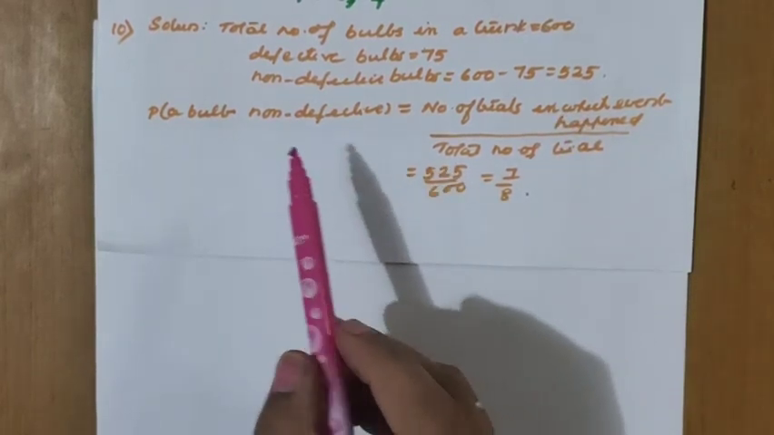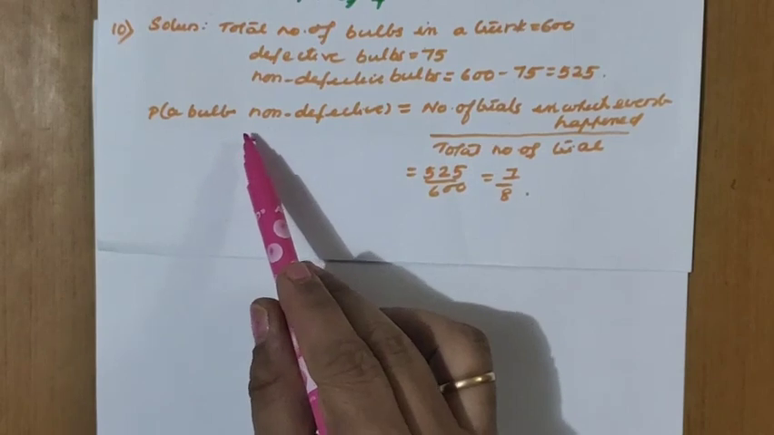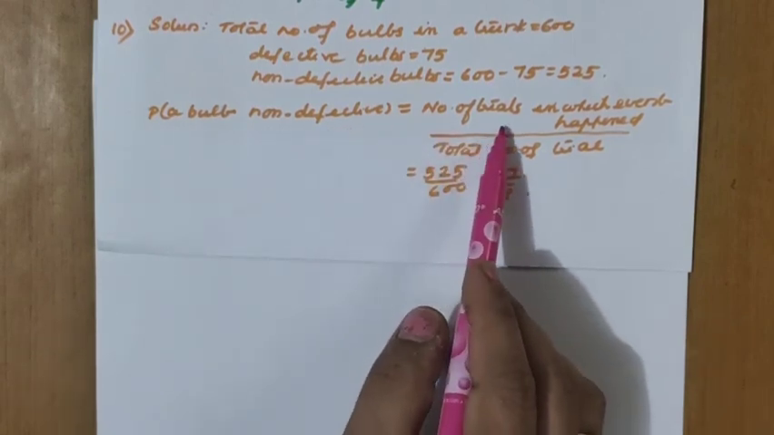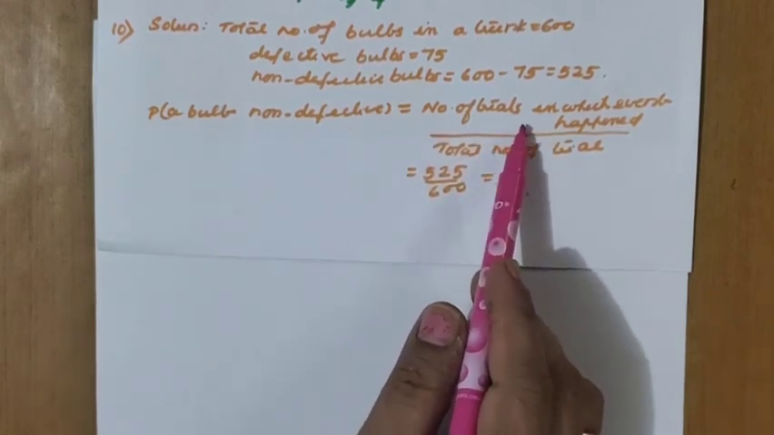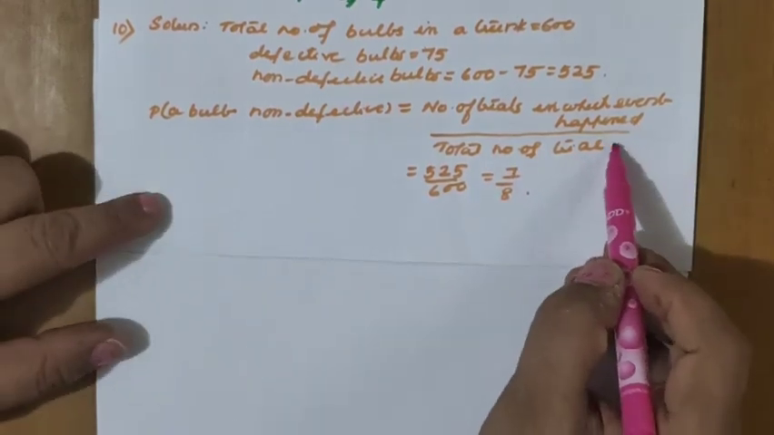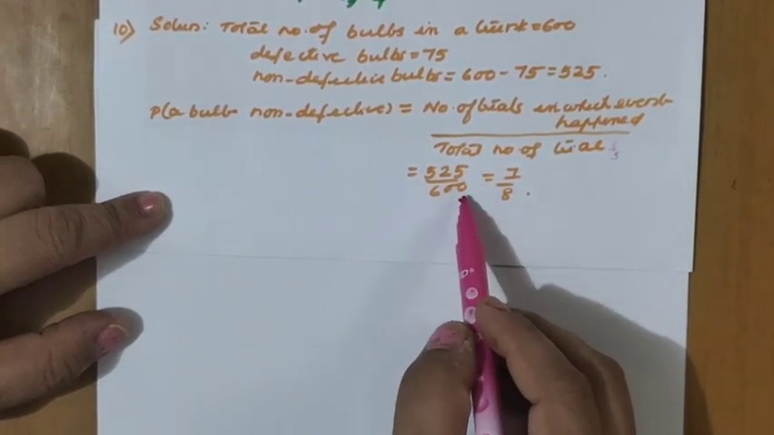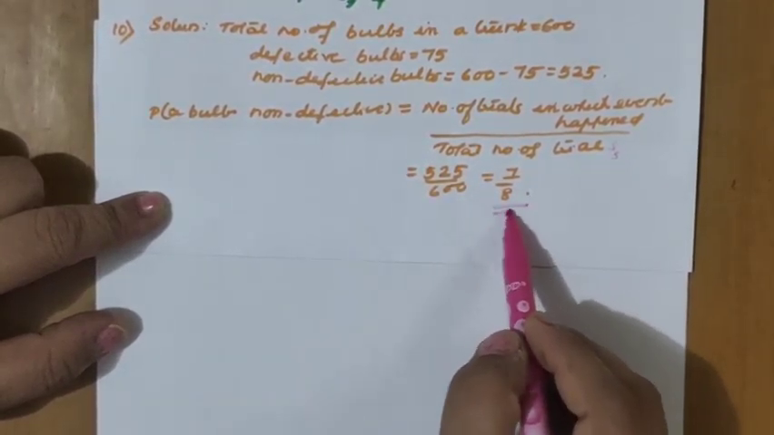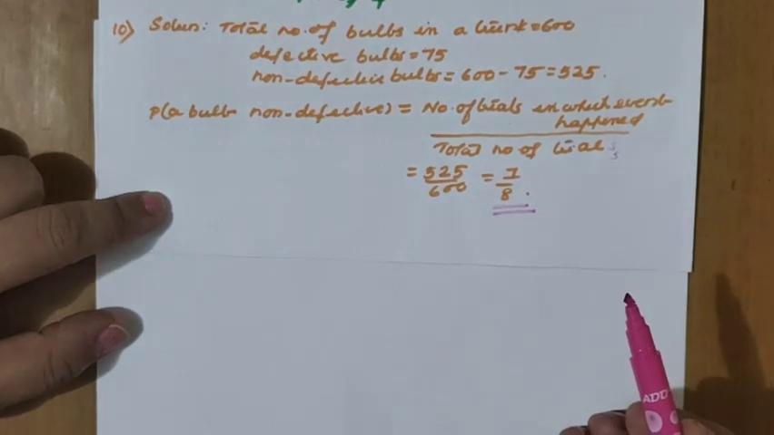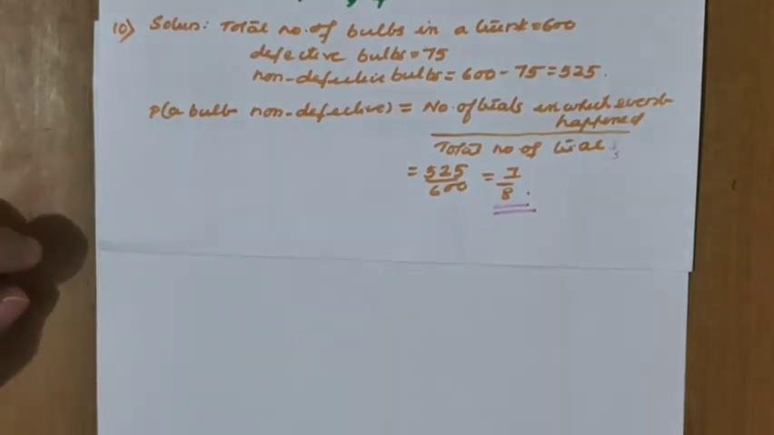Since the probability is asked for non-defective bulbs, P of getting a bulb non-defective is equal to, first the formula to be written, number of trials in which the event happened divided by total number of trials. So how many are favoring this one? 525. So 525 by 600, it is equal to 7 by 8. So that is the probability of getting a non-defective bulb.